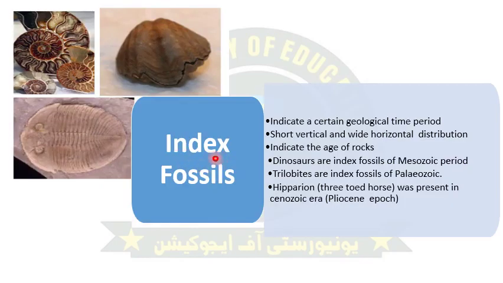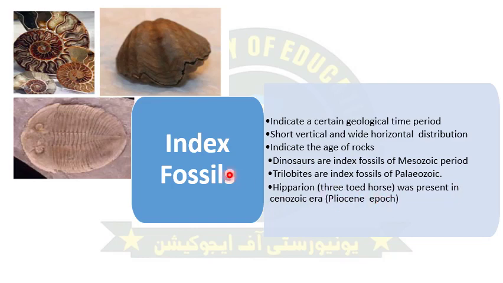Next is index fossils. These index fossils indicate a certain geological time period. They have short vertical and wide horizontal distribution. They indicate the age of rocks. For example, dinosaurs are index fossils of the Mesozoic period. Trilobites are index fossils of the Paleozoic period, and Hipparion, a three-toed horse, was present in the Cenozoic era, meaning the Pliocene epoch.